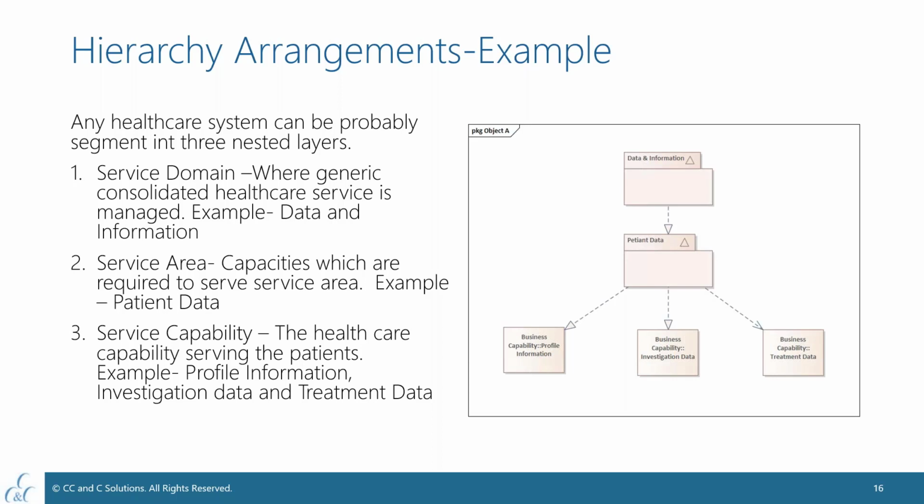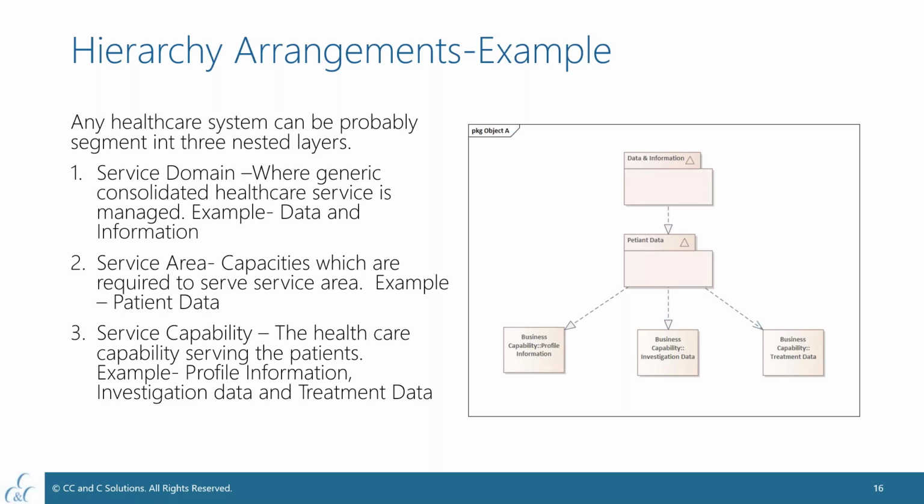So for a particular scenario, if we see the lowest level of capability for this example, we have three capabilities, such as updating or creating the profile information. It totally depends on the situation. Investigating data means what kind of investigation it is going to take and what kind of treatment is being provided.